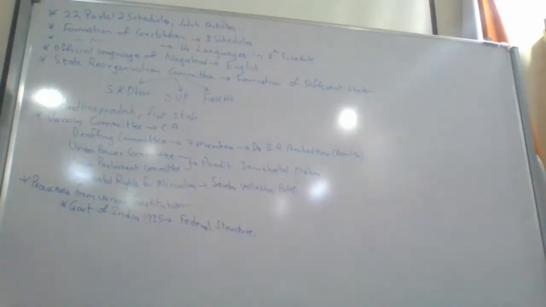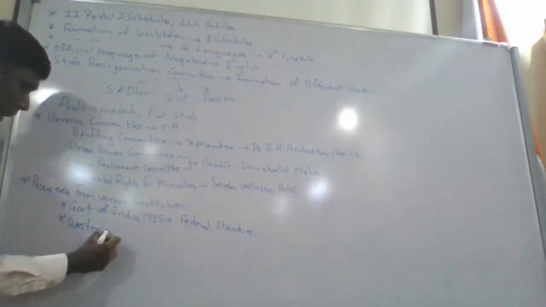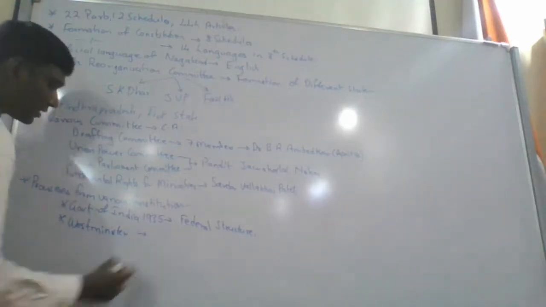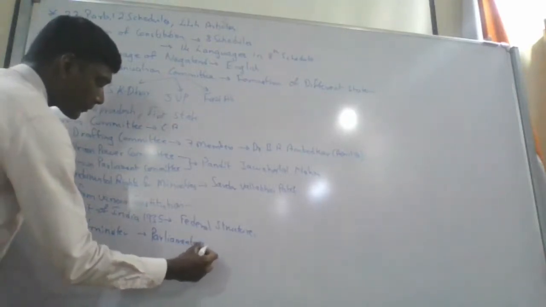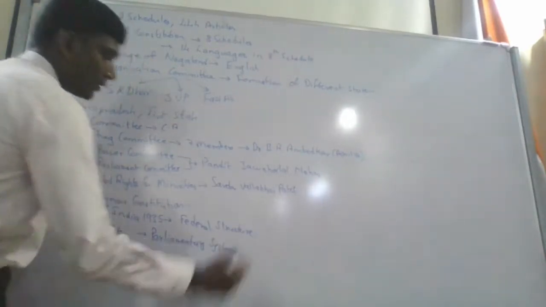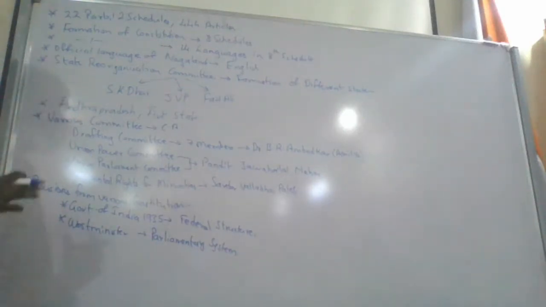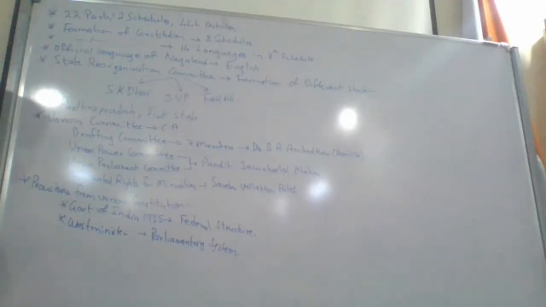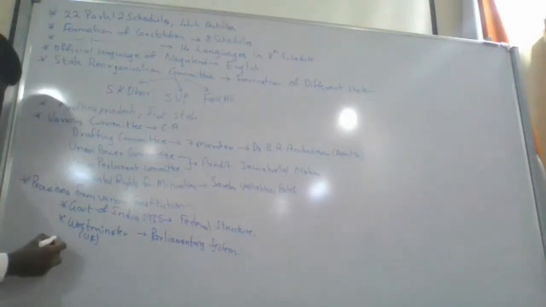Kiran, are you writing? Next, after this, you have Westminster. From Westminster, we have taken parliamentary system. Next, there are many things under it. I'm not giving you everything in detail now. While explaining, you can just carry on and refer to the book. Westminster is UK.